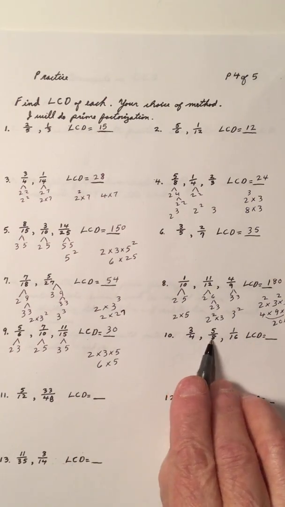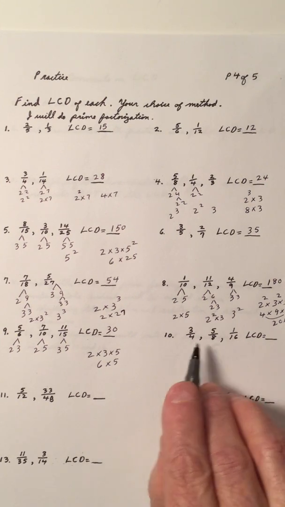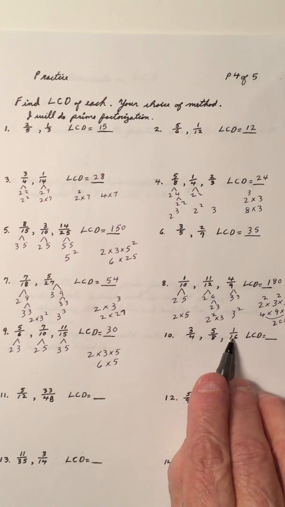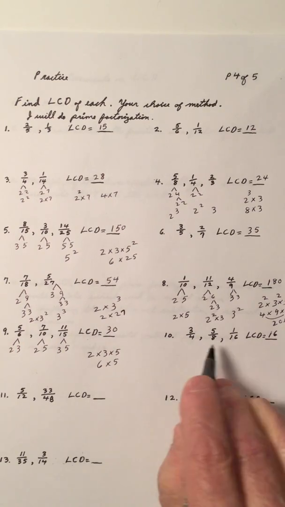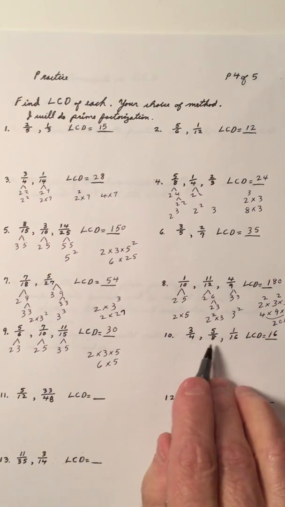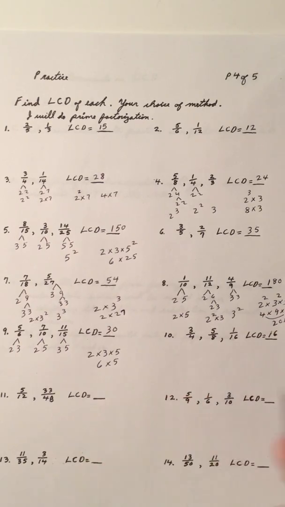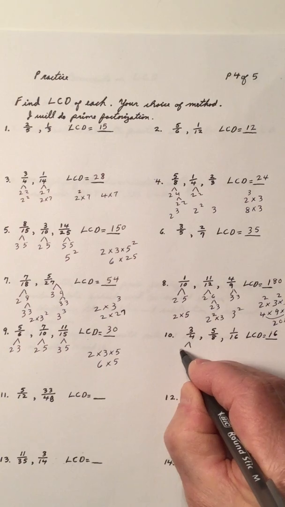Notice I have a 4, 8, and 16. I can see that 16 is the largest multiple, but 8 is also a factor of 16. 4 is a factor of 16. So 16 is my multiple, which is my least common denominator, because 16 is a multiple of 4 and 8. You can break them all down, but I just have a bit of fun.